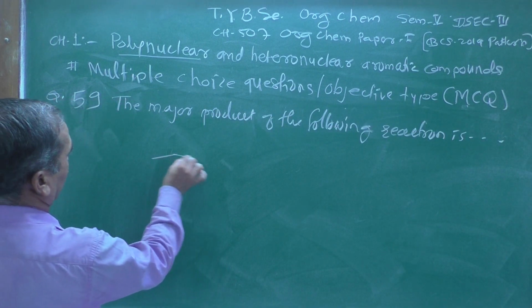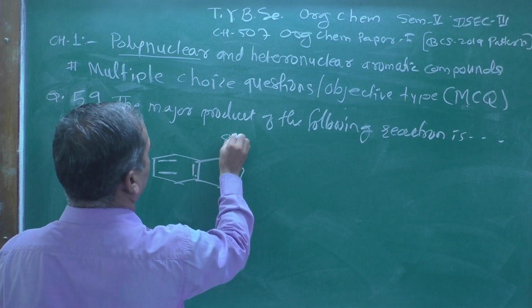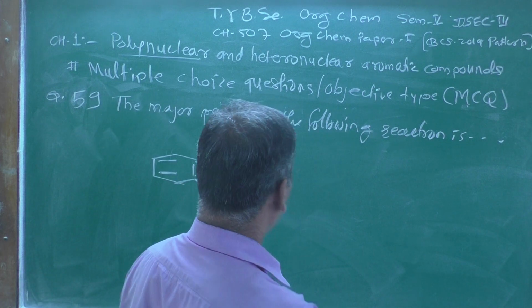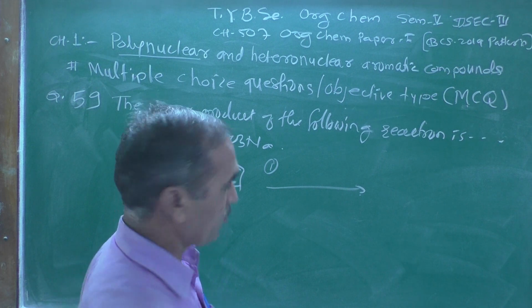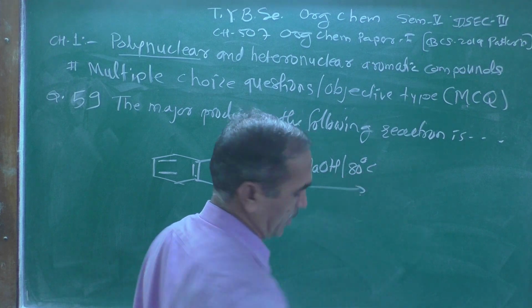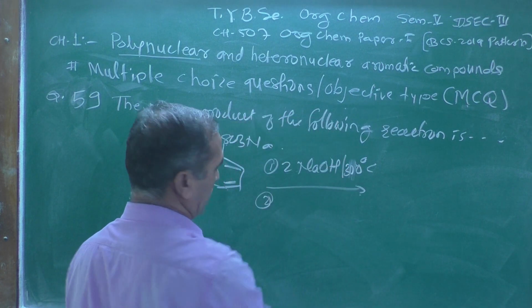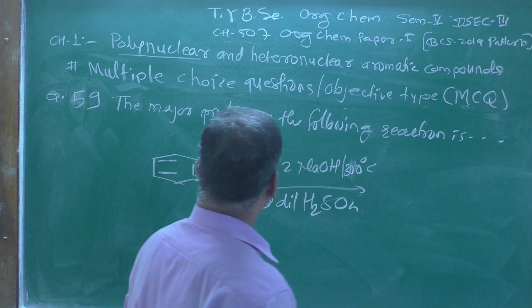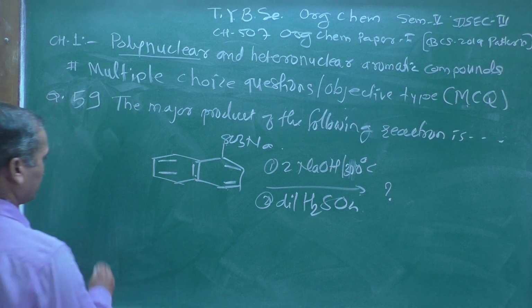Let us see. This is the structure of naphthalene, where the sodium salt of sulfonic acid is given, and the first reagent is added, 2 moles of sodium hydroxide at 300 degrees centigrade, and the second reagent is dilute H2SO4, and the product is a question mark.